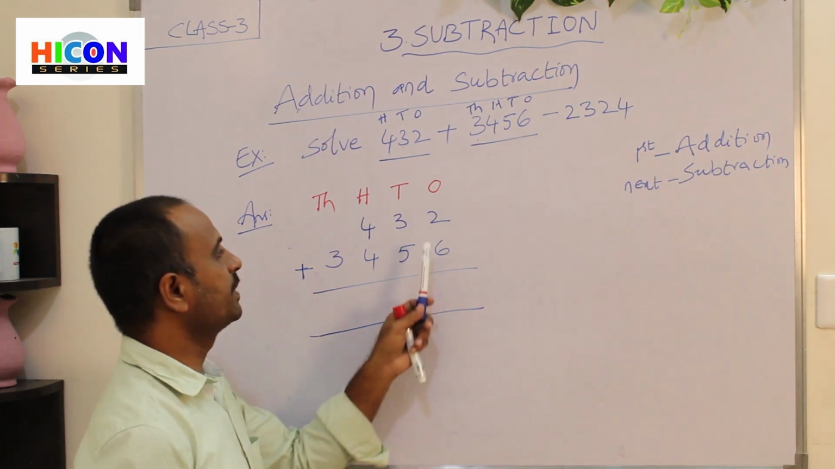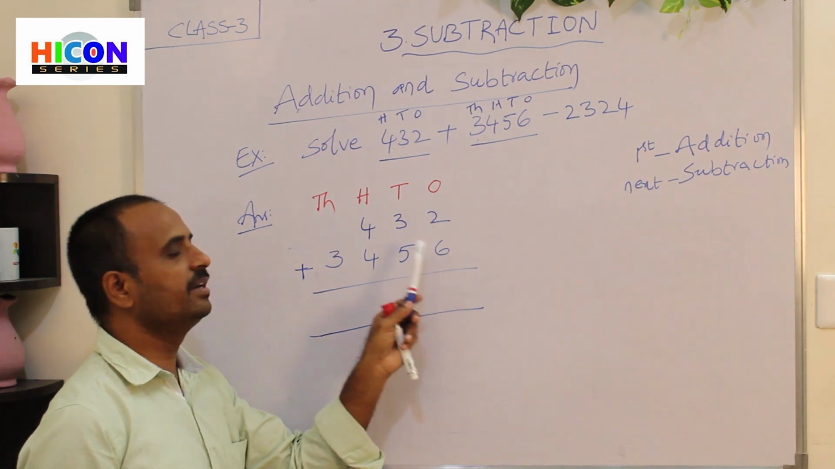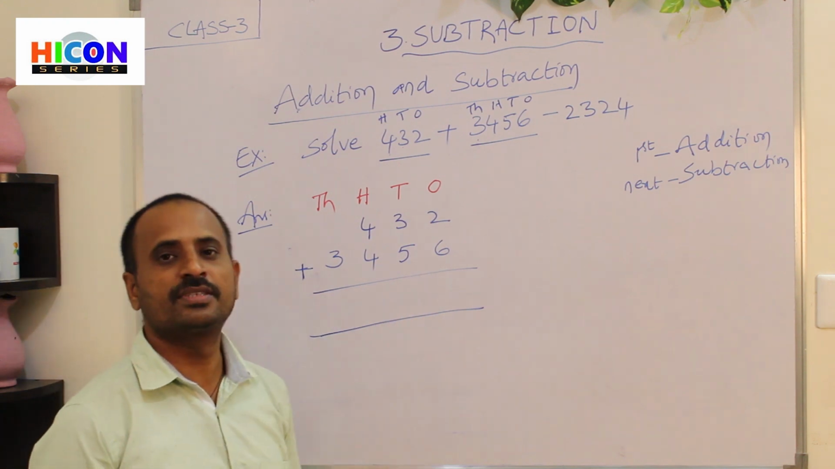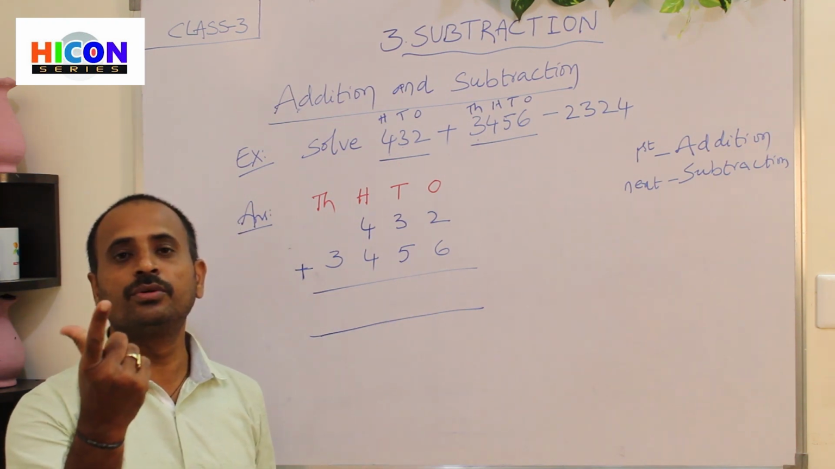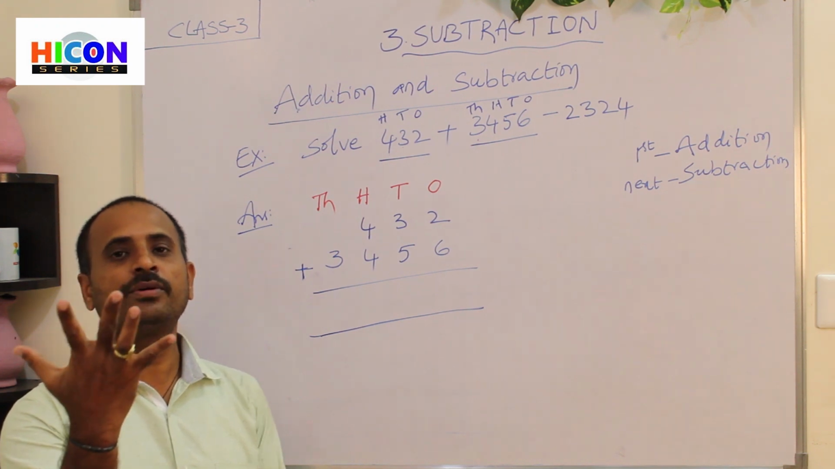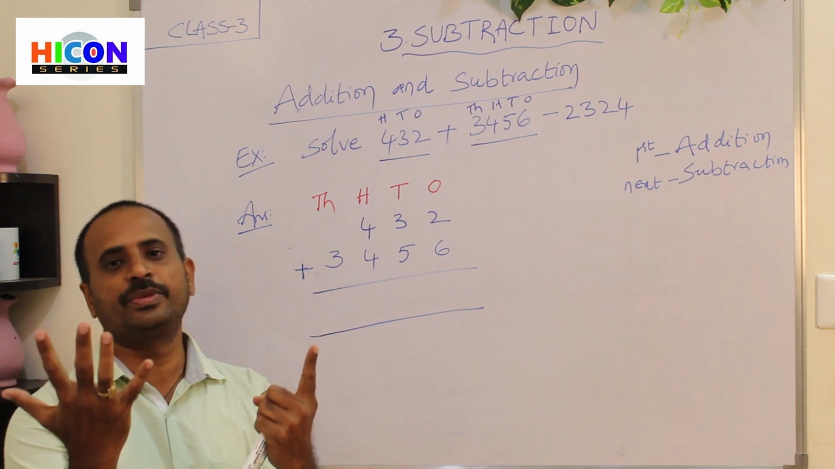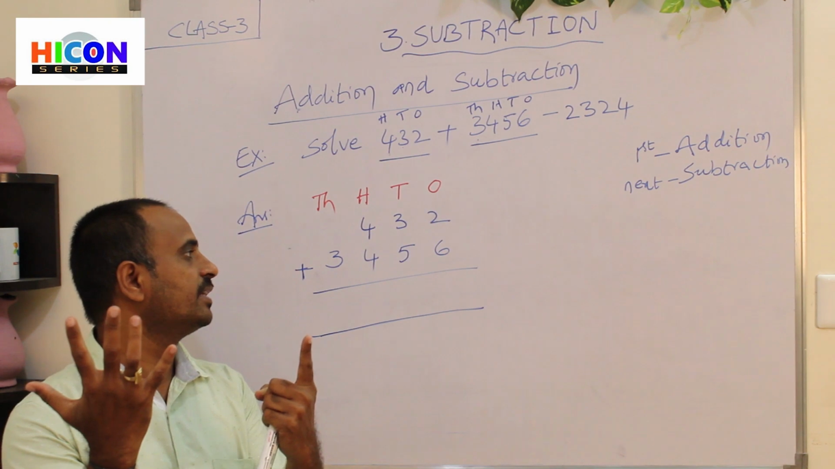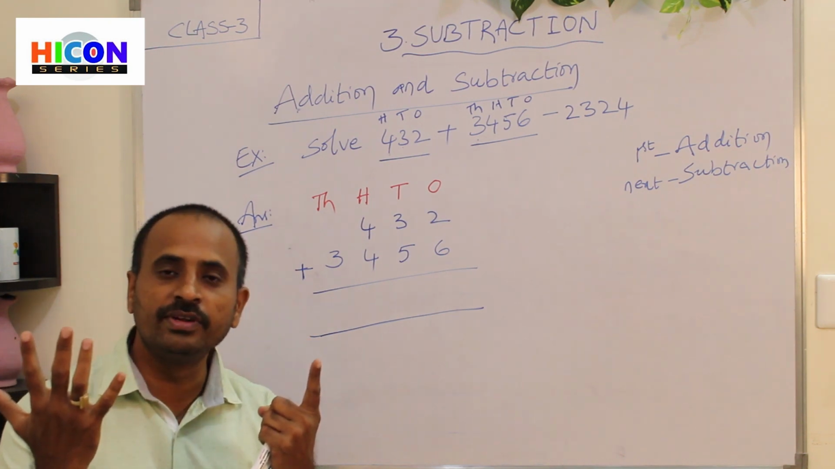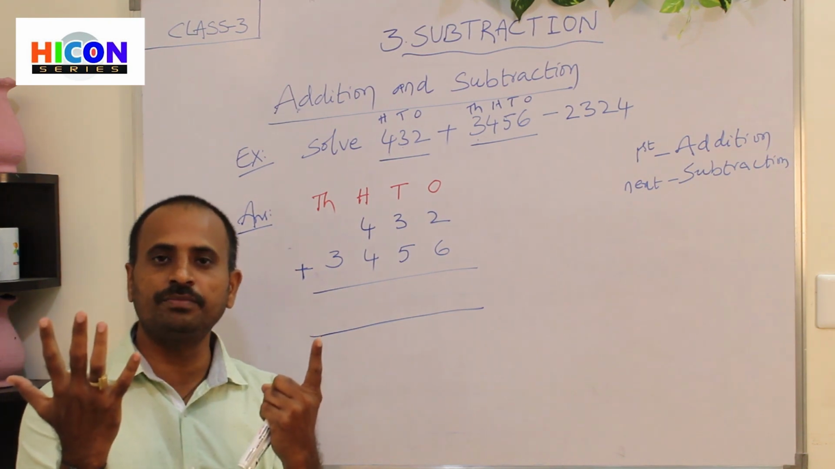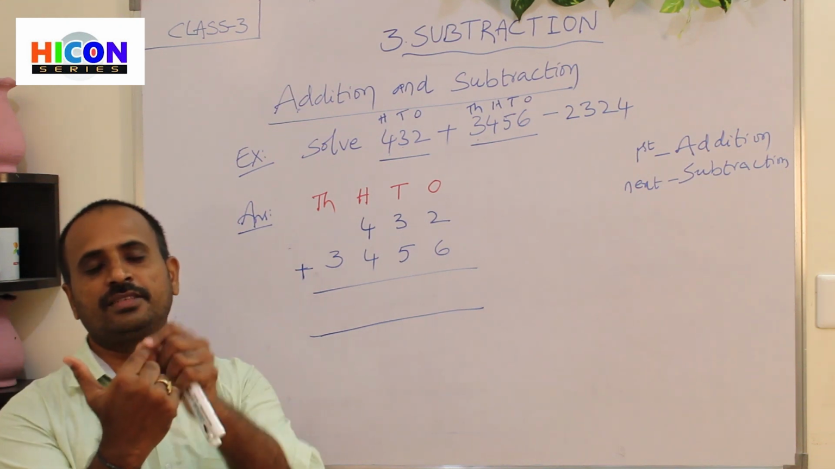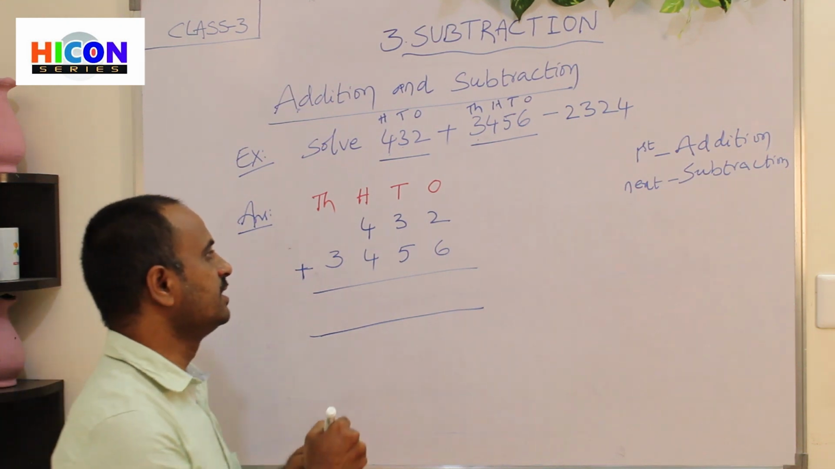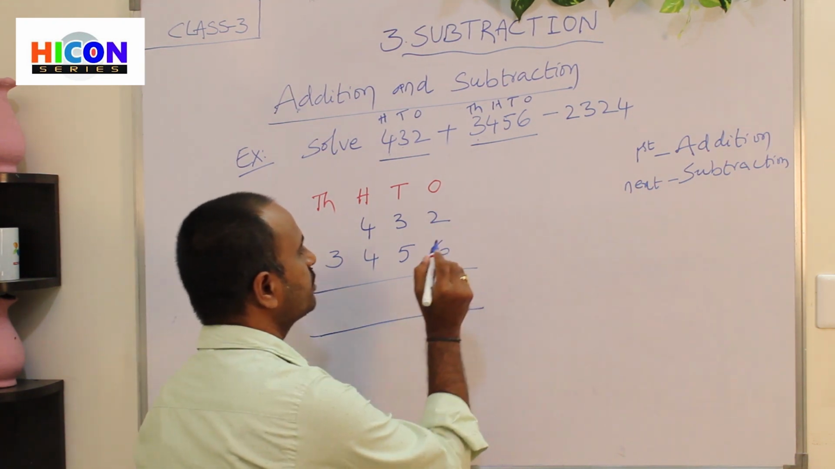So what are the digits present in ones place? 2 and 6. What is the second number? 6. Open 6 fingers of your hand. 1, 2, 3, 4, 5, 6. These are the 6 fingers. What is the first number? 2. After 2 you will get 3. Start counting from 3. That is 3, 4, 5, 6, 7, 8. So answer is 8. Write 8 under ones place.